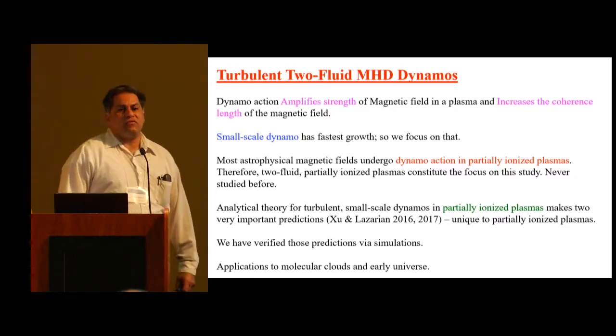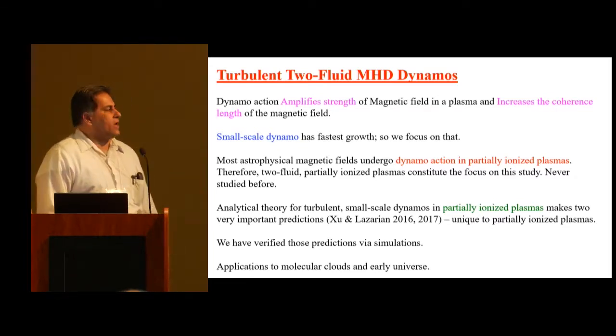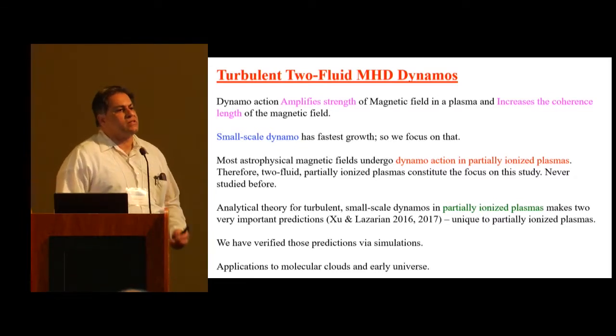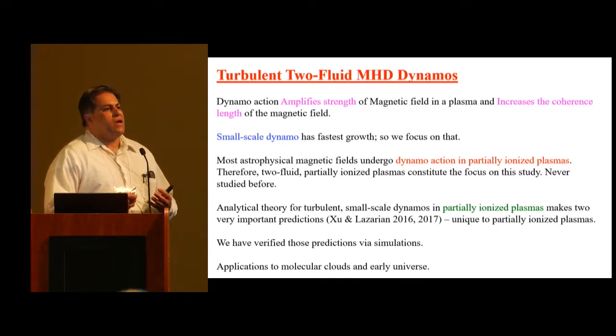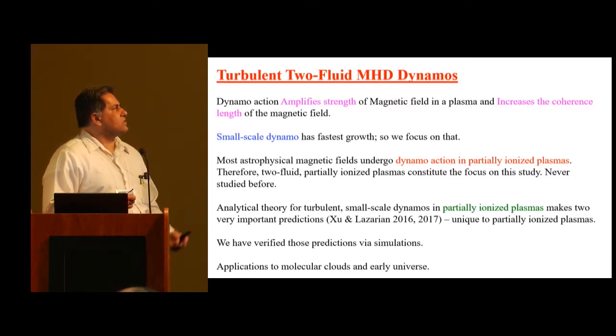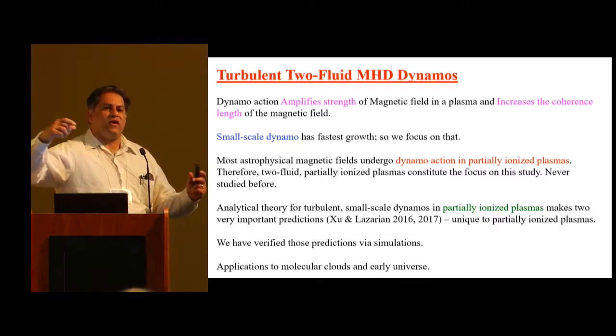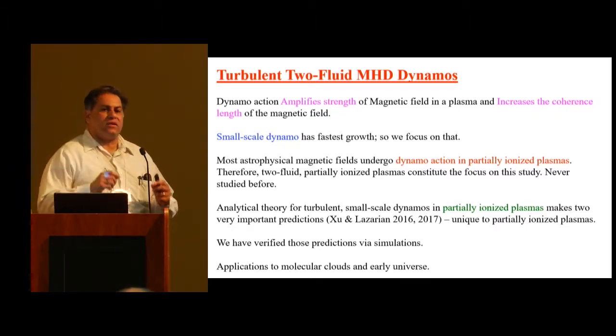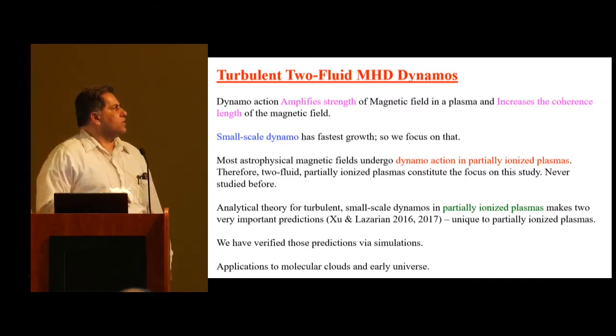From the viewpoint of a plasma physicist or an astrophysicist, a dynamo is basically any process that increases the strength of the magnetic field in a plasma. These plasmas tend to be threaded by magnetic fields, and we want to amplify the strength of the magnetic field, but we also want to amplify the coherence length of the magnetic field. Namely, you start with little loops of magnetic field, you want to build up large coherent structures.